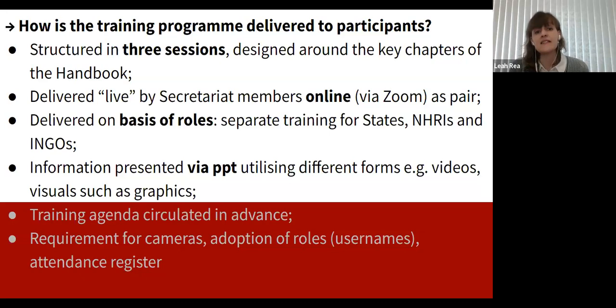Information will be presented using PowerPoint slides. However, as I alluded to in the previous slide, using different forms and different techniques. So we might have visuals like graphics, some type of spider diagram, tables, the use of color and different fonts, images, but also video materials. And at the minute, the focus is really around, as I said earlier, how we can utilize existing external resources such as the UPR info when we want to use the video components.